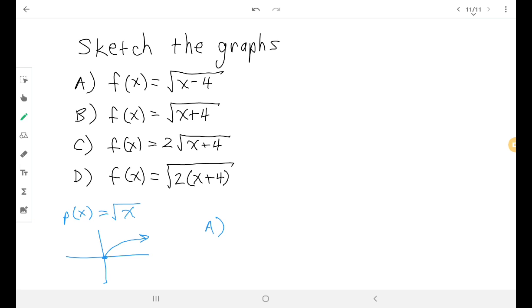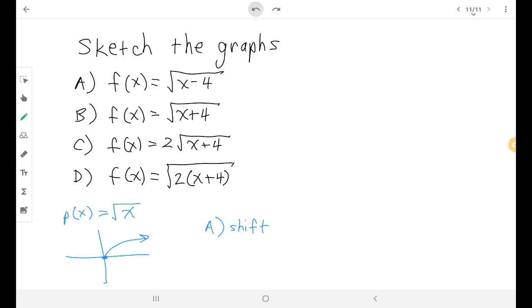What sort of shifting do we have? Do we have any stretching? Do we have any flipping? All that kind of stuff. Well, there's no negatives being put in the front of anything, so there's no flipping. There's no multiplication, so there's no stretching or shrinking. There is subtraction, which is a form of addition. So there is a shift.